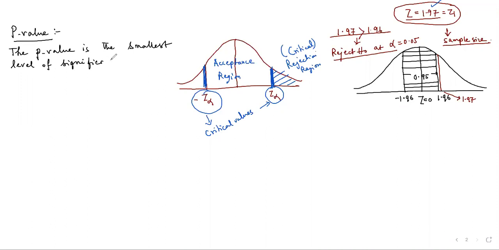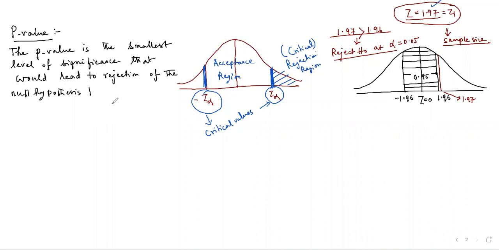P-value is the smallest level of significance that would lead to rejection of the null hypothesis H naught with the given data.